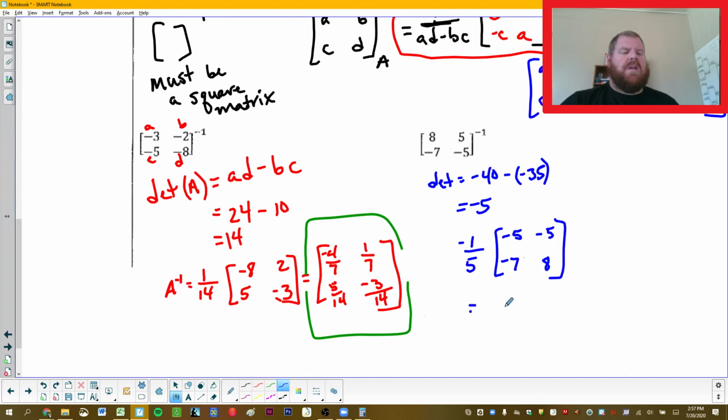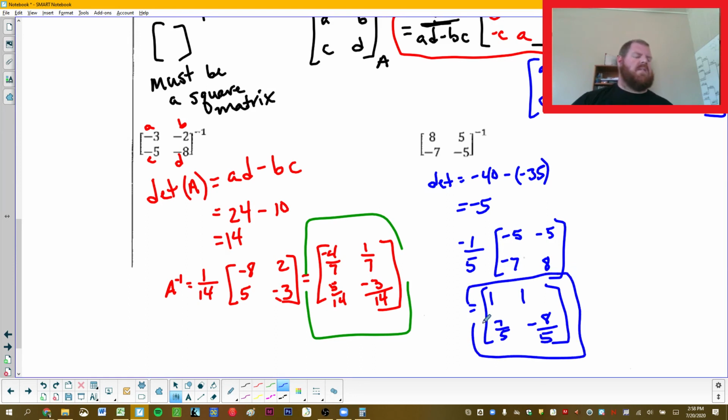So the inverse becomes, if I do my scalar multiplication, -1/5 times 5 is -1. Again, -1/5 times -5 is +1. -1/5 times -7 is 7/5. And this one will be -8/5. And that is my inverse of that 2 by 2 matrix. We'll put those to use next time when we start solving matrix equations.